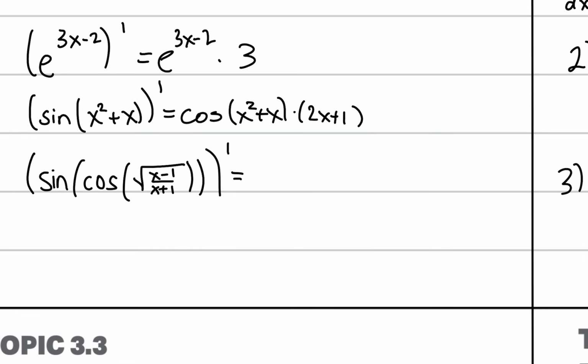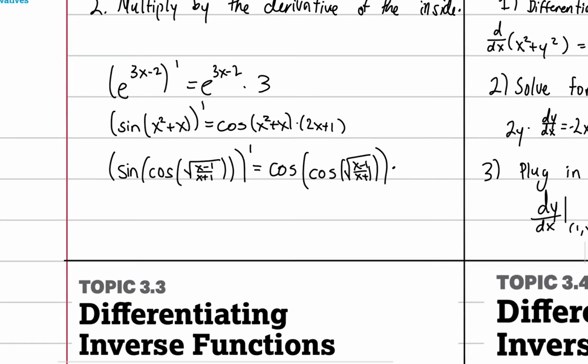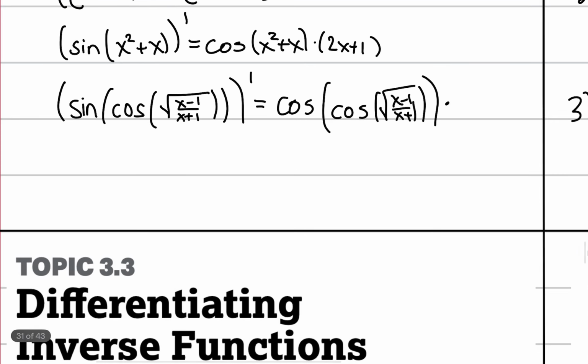The outermost function is sine, so the derivative of that is cosine of the inside, right? Can't forget that. Times, what's the derivative of the inside? Well, we're going to use another chain rule, right? So multiply by the derivative of the outermost function, which is what? Negative sine of the square root of x minus 1 over x plus 1, right?